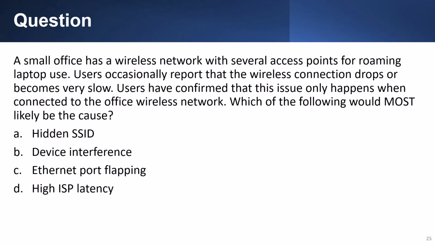Question: A small office has a wireless network with several access points for roaming laptop use. Users occasionally report that the wireless connection drops or becomes very slow. Users have confirmed that this issue only happens when connected to the office wireless network. Which of the following will most likely be the cause? Answer: Device interference.